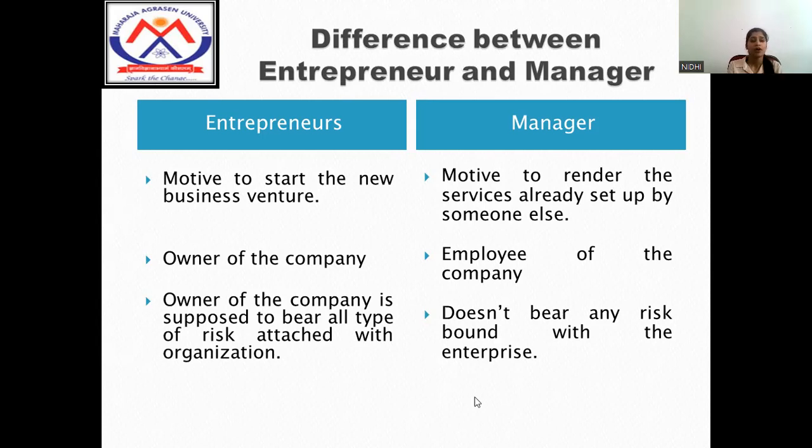Third, the owner of the company is supposed to bear the risk. As I said, entrepreneurs are termed as the owner, the organizer. Whatever risk is associated with the organization, the entrepreneur is supposed to bear all of it. And a manager doesn't need to bear any kind of risk attached to the organization. He will get a certain amount of income which is already fixed.